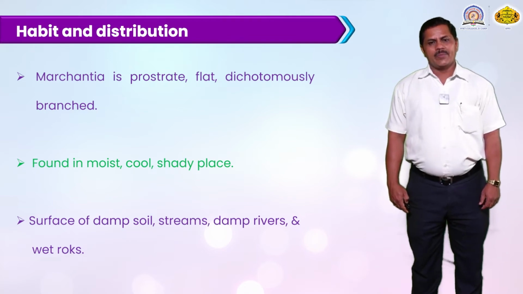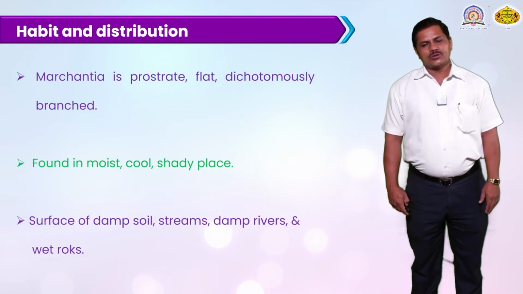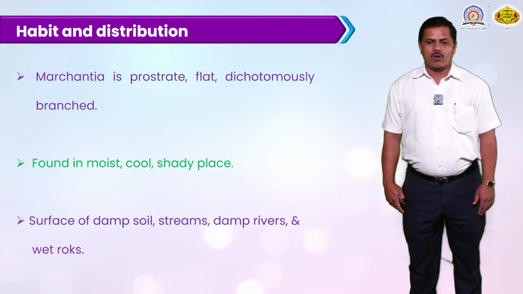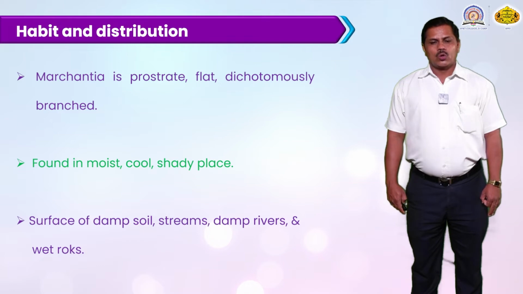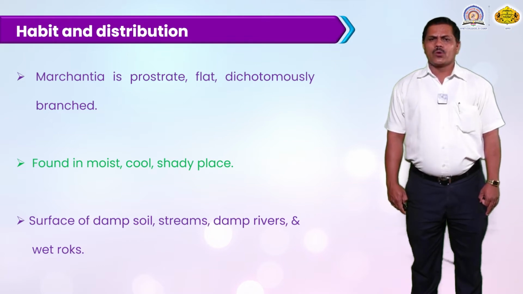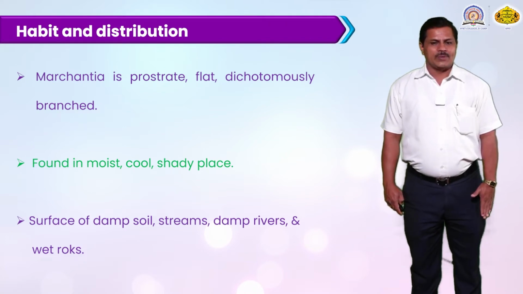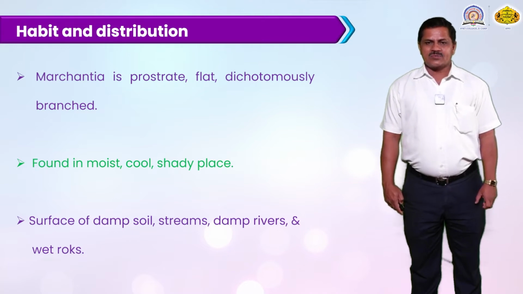Marchantia is prostrate, growing on the surface of the soil, with the thallus structure flattened in position. Dichotomously branched means each branch forms two branches, hence called dichotomously branched. This develops in the thallus structure of Marchantia. Found mostly in moist, cool, shady places. They cannot grow without water. These Marchantia species do not survive without it, and hence they grow in moist, cool or shady places. On the surface of damp or moist soil, streams, damp riverbanks and wet rock, they grow and are attached to the substratum.